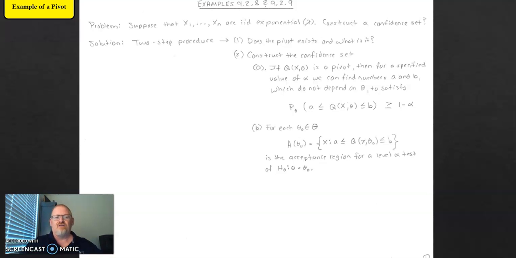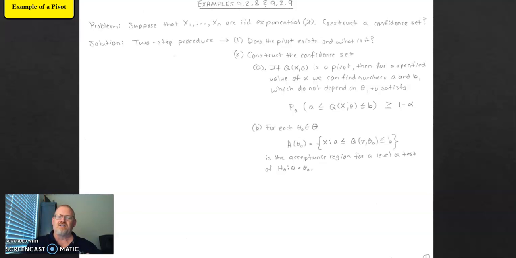First of all, it says suppose x1 to xn are IID. That's independently and identically distributed. We have an exponential, lambda, and are asked to construct a confidence set. That's 9.29. But that's a two-step process. First is, does the pivot exist, and what is it? Let's start there. And then 2, we'll construct the confidence set.